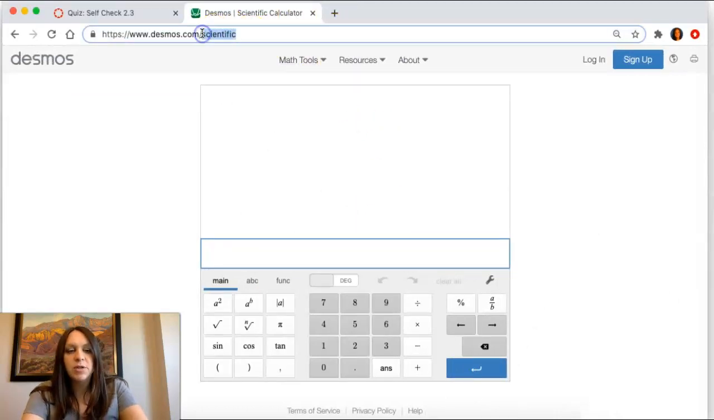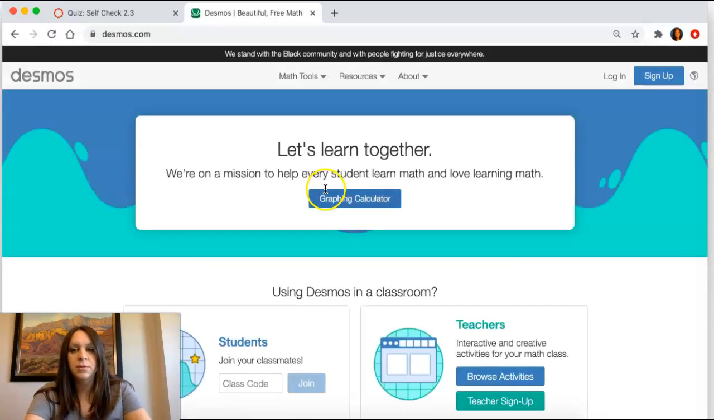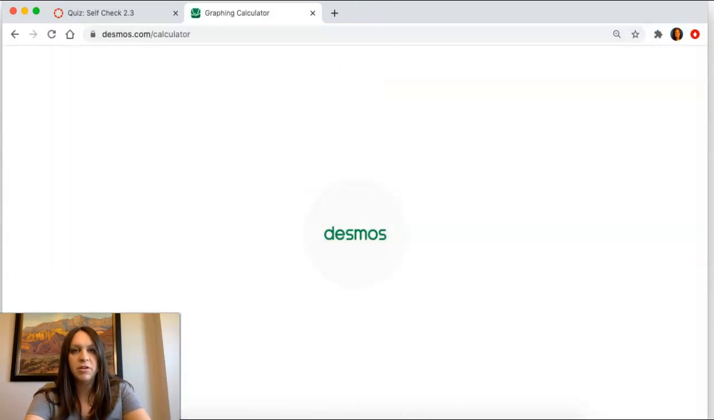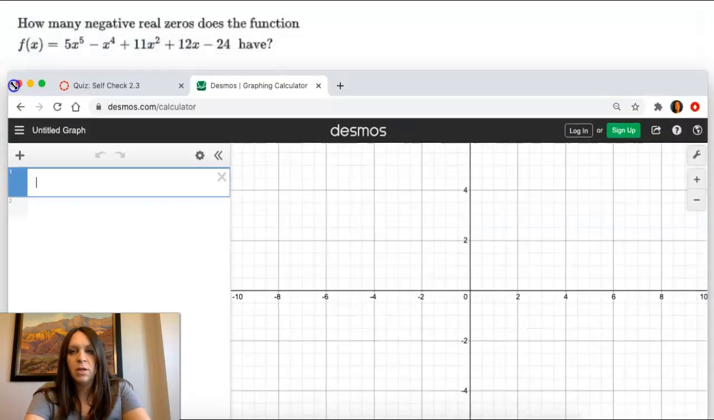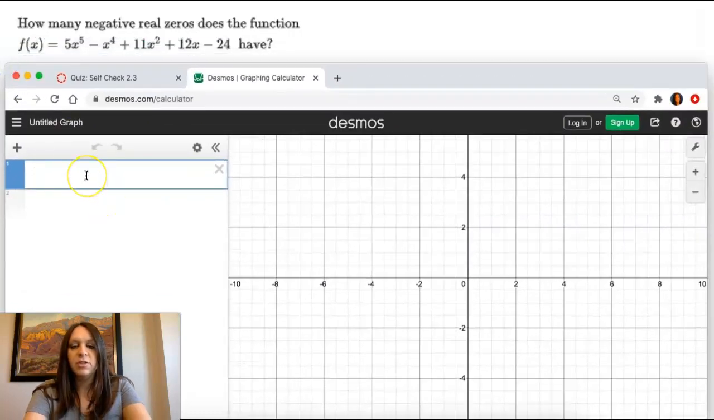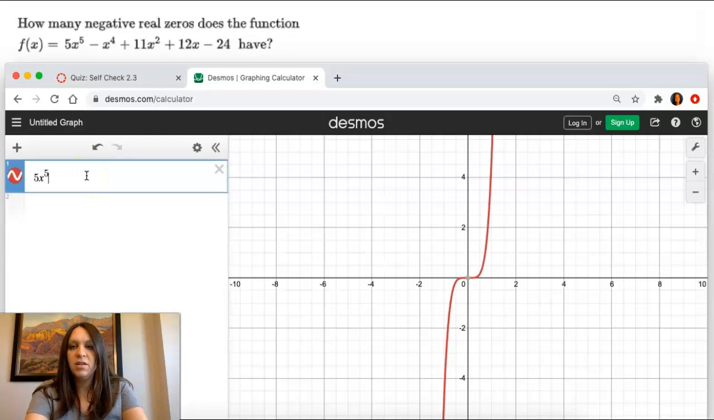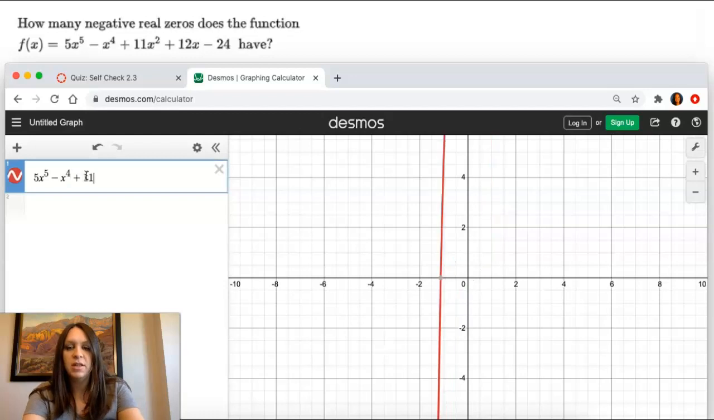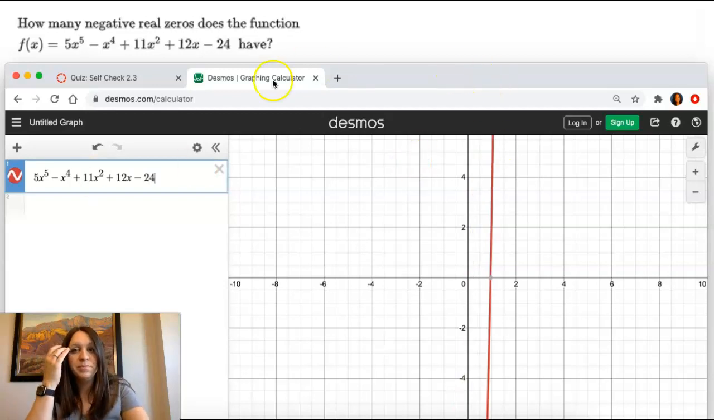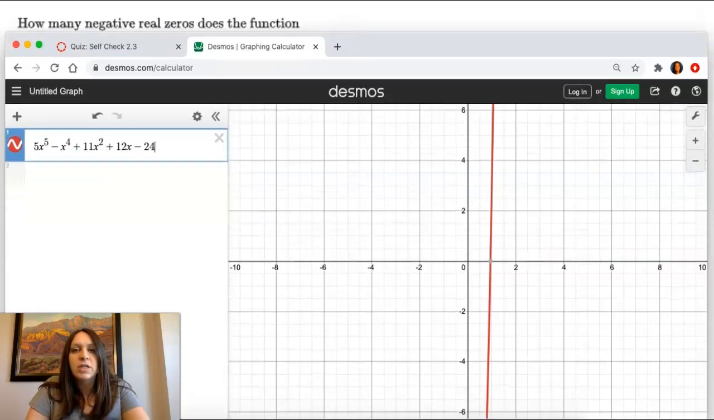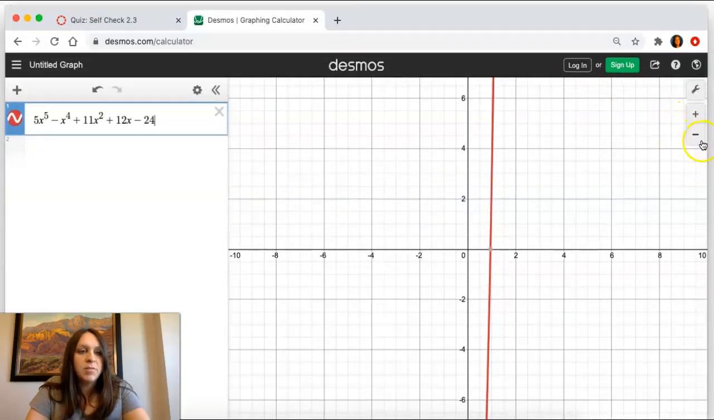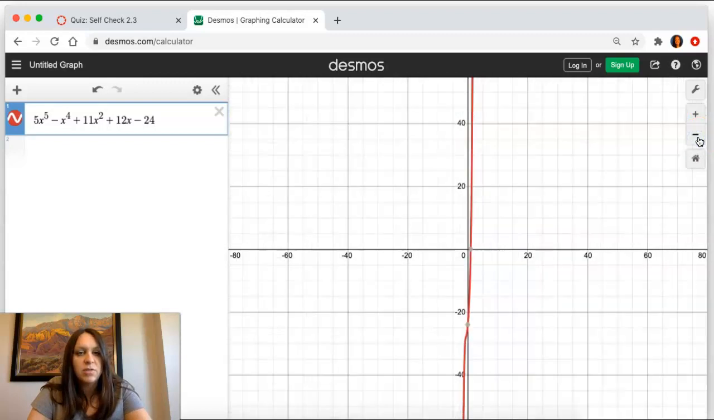So, I'm in the scientific. I'm going to go to Desmos. It's my online calculator. And I'm going to enter this function. So 5x to the 5th minus x to the 4th plus 11x squared plus 12x minus 24. Right, and I'm going to come look at this function. What's going on?